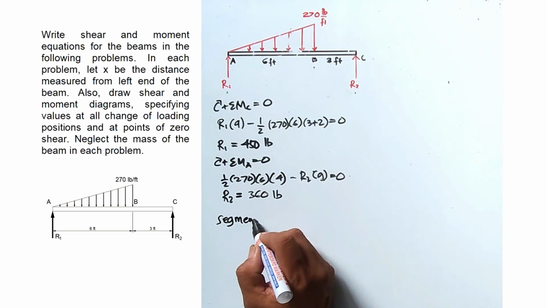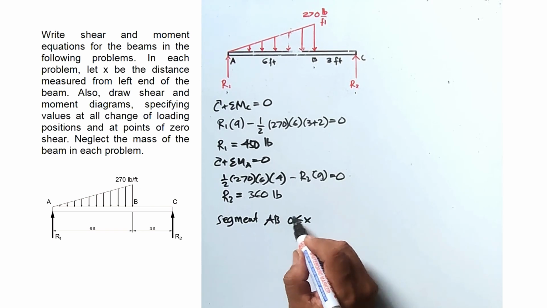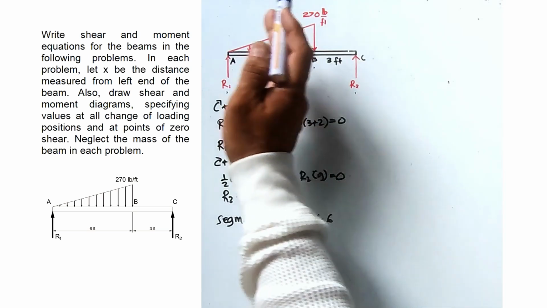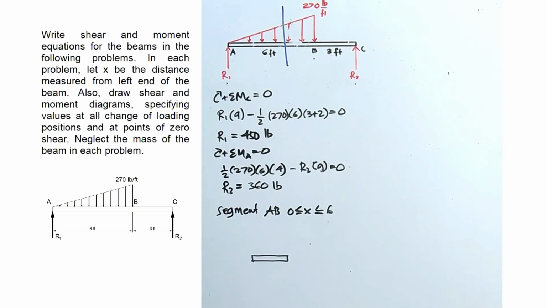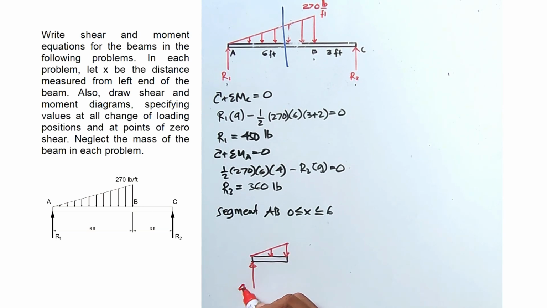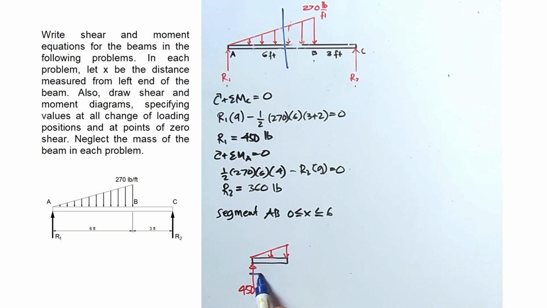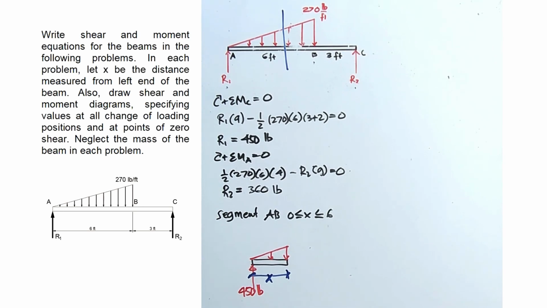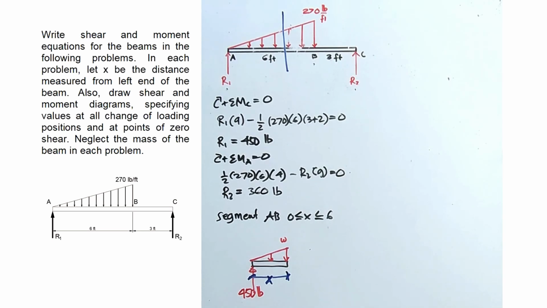So let's start at segment AB, where our x will start from 0 up to 6. So we'll cut a section here and draw the free body diagram of the left side of that section. So it will be like this. This is 450 pounds. So the distance x will be measured from the left end. That's x. That means we do not know the value of this one here, W. Let's just call it W.